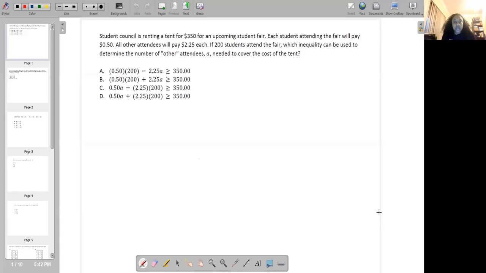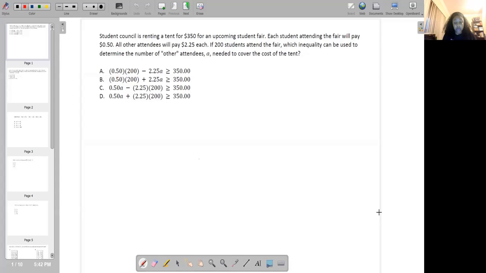So student council is renting a tent for $350 for an upcoming student fair. Each student attending the fair will pay 50 cents. All other attendees will pay $2.25 each. If 200 students attend the fair, which inequality can be used to determine the number of other attendees, represented by A, needed to cover the cost of the tent.